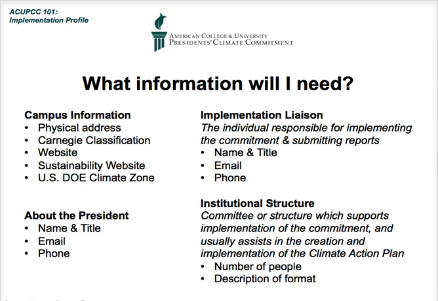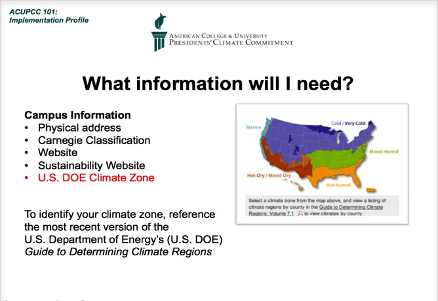Remember that you can change this information at any time, so you can always go back and modify if your campus changes their procedure. Note that in basic campus information, you will need to provide information about the US DOE climate zone that your campus is located in. If you are unsure about which climate zone you are located in, reference the most recent version of the U.S. Department of Energy's Guide to Determining Climate Regions.